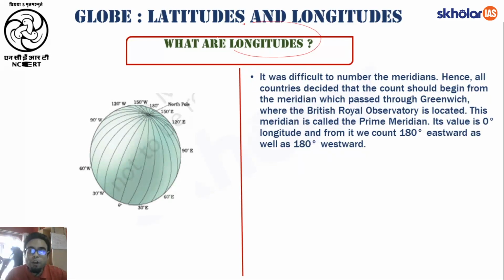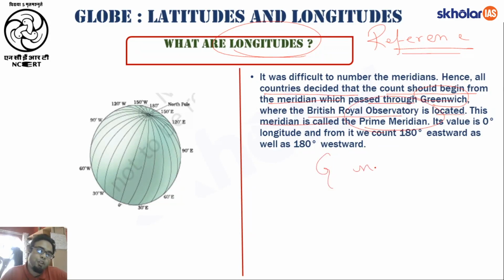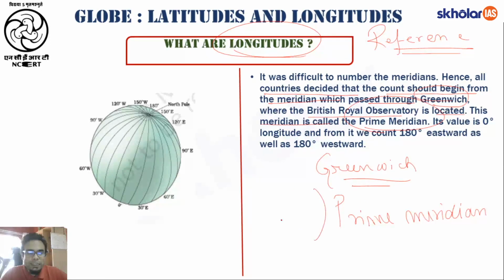Similarly, we also have to name the longitudes, right? So for that, we need a reference longitude. Hence, all the countries decided that the count should begin from the meridian which is passing through Greenwich, which is a place near London, and this is where the British Royal Observatory is located. So this meridian is called the prime meridian. Like the equator was given the value 0 degree, your prime meridian is given the value of 0 degree longitude, right? And from it we count 180 degrees to the east or 180 degrees to the west.